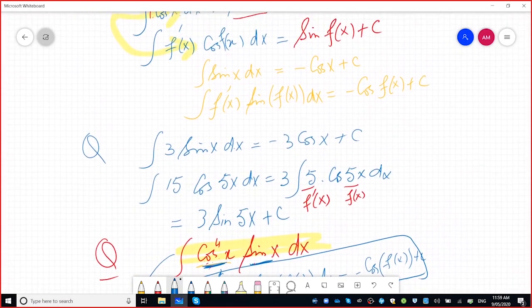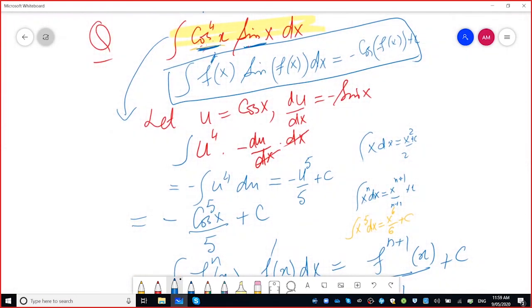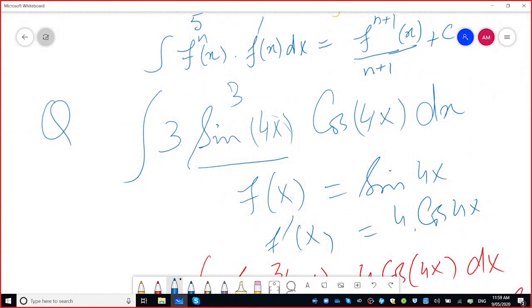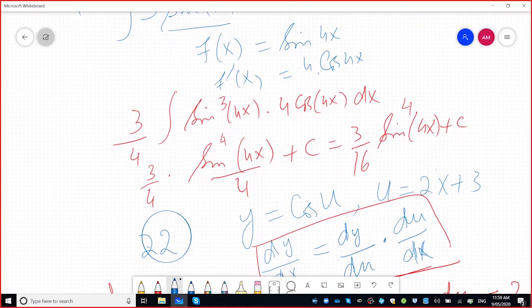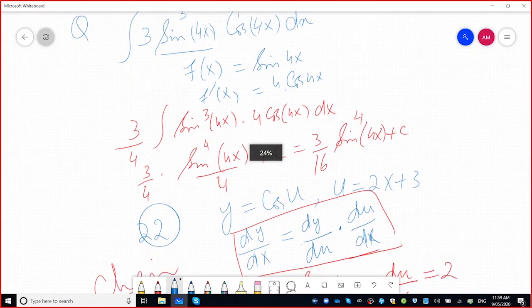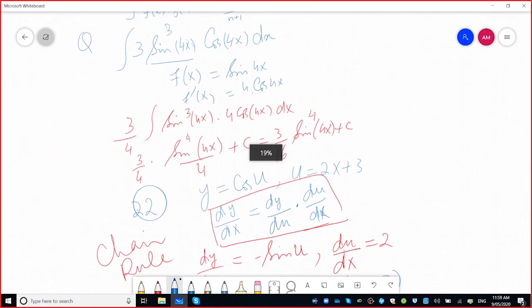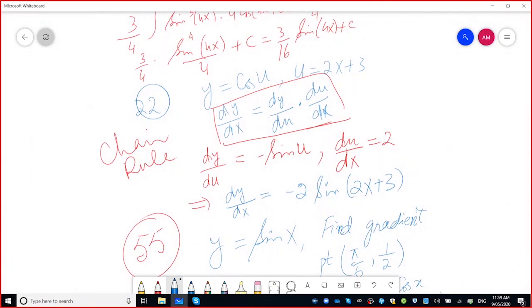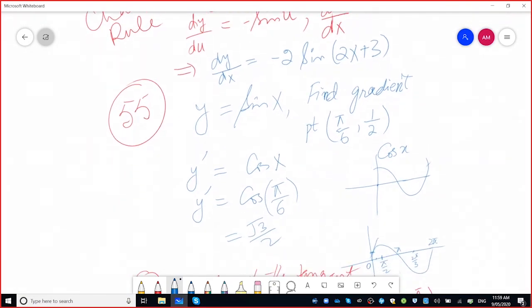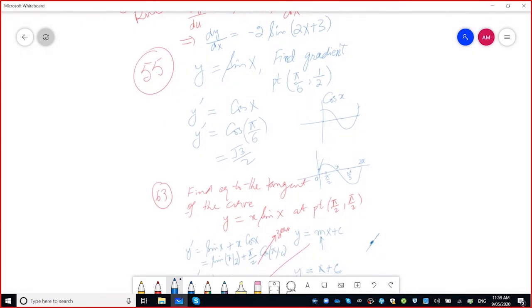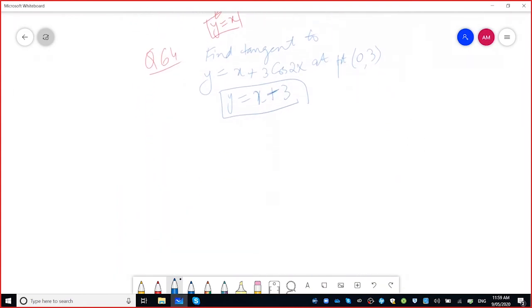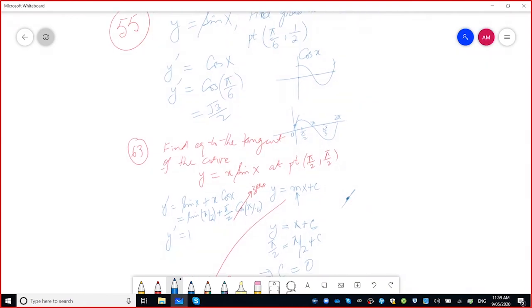We looked at a few antiderivative questions, and then we also did questions where there was a power of a function, and something called the chain rule. We did a few questions with the chain rule, and then attempted a few questions from the exercise. So that was all for today.